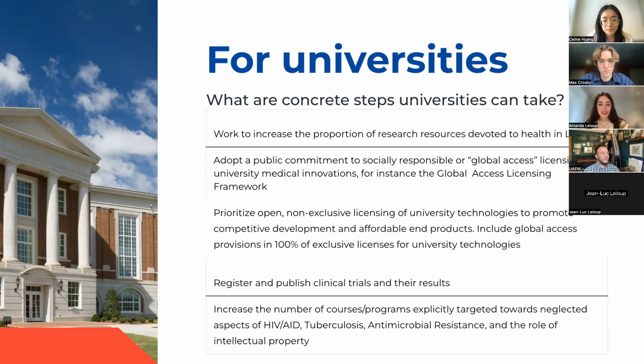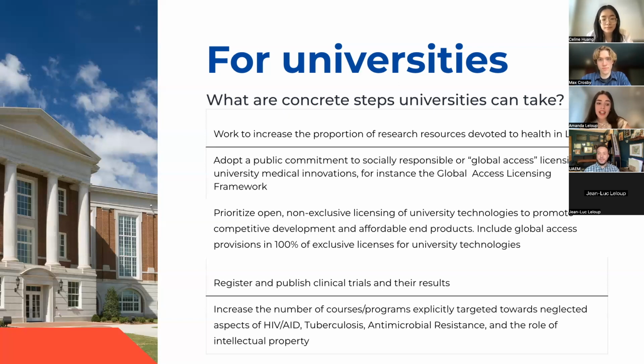So with universities at the forefront of the development and licensing of Canadian research medicines, it's imperative that their biomedical practices actively prioritize equitable access. First part to this would be to work to increase the proportion of research resources devoted to health in low and middle income countries. Second, they should adopt a public commitment to socially responsible or global access licensing for universities' medical innovations. For instance, the Global Access Licensing Framework, and then actively make sure that they actually follow their commitments.